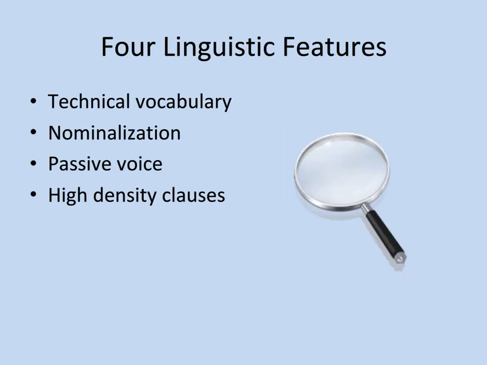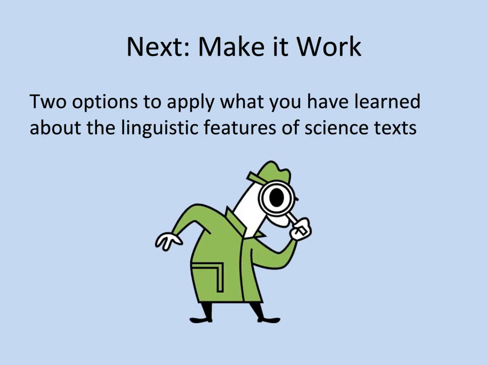To summarize, you have been introduced to 4 linguistic features that are typical of scientific texts: technical vocabulary, nominalization, passive voice, and high-density clauses. Next, you will move on to the Make It Work section, where you will have 2 options to apply what you have learned about the linguistic features of science texts.